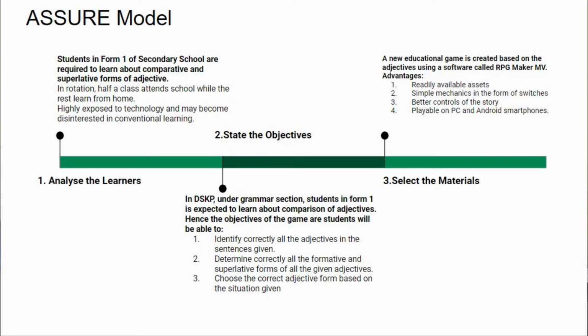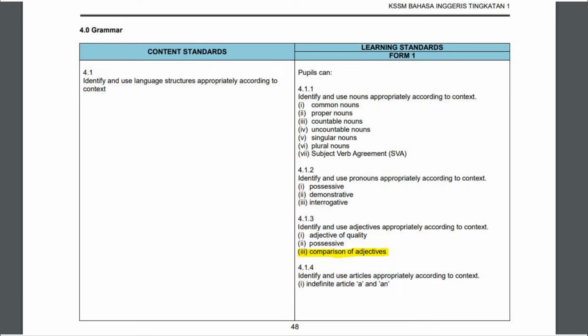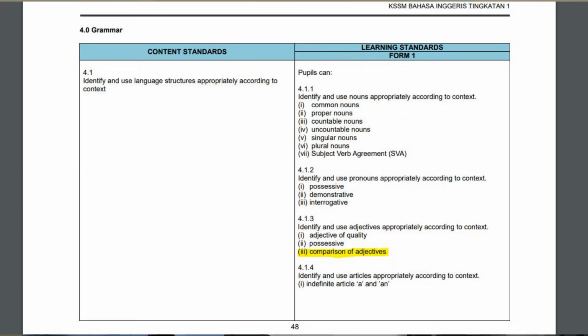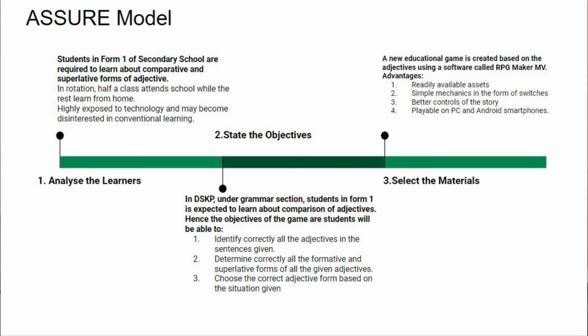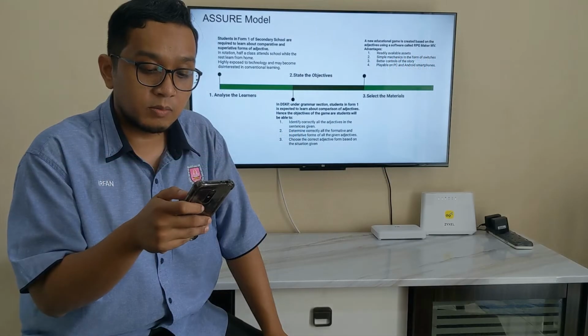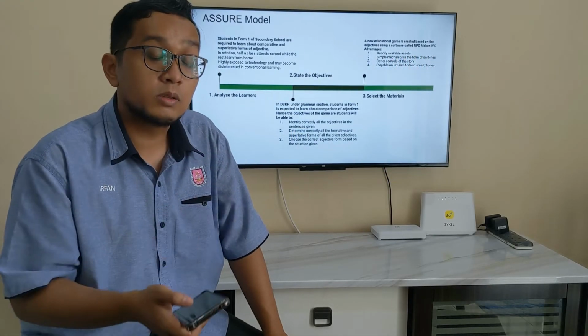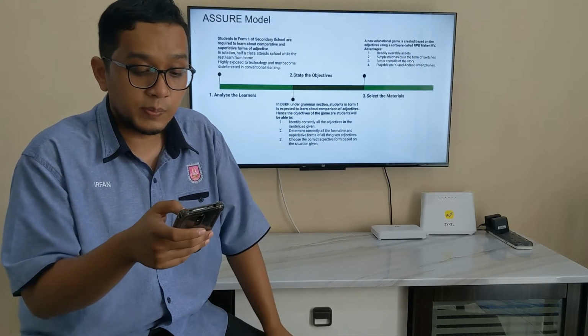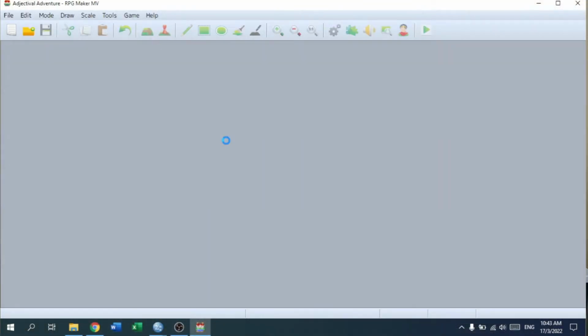So we have also identified the objective. In the SKP itself, the document standard curriculum, we have identified the objectives for these students that we want them to know how to use and identify superlative and comparative adjectives. So for step number 3, we decided to create a new game itself. So we use RPG Maker MV.